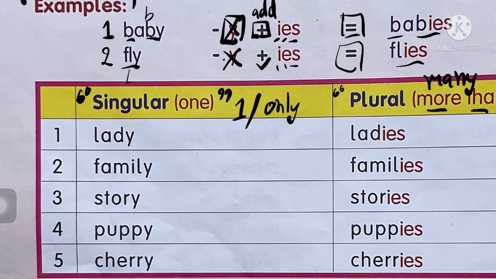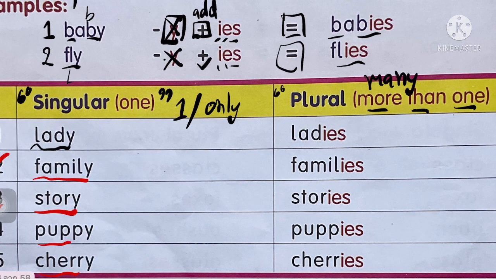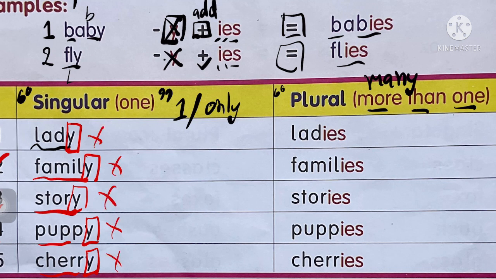Look at number one, lady. Number two, family. Number three, story. Number four, puppy. Number five, cherry. This is all about the singular where we get a y word. Here is the y word that we have to replace. Replace means delete y, no y, because they are all consonant. So here we don't need to add s. We just delete y and add i-e-s because of the consonant.